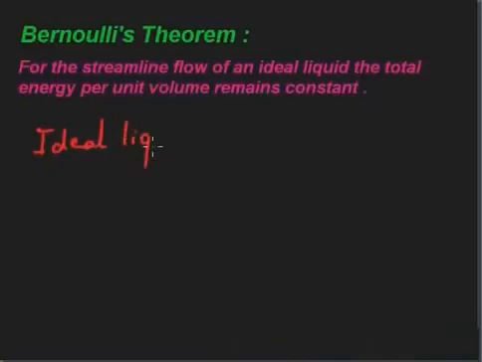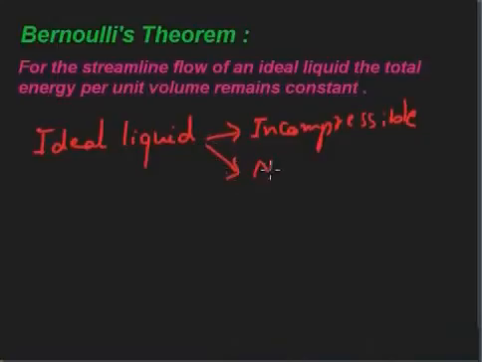Ideal liquid. Whenever we use the word ideal liquid, it is one which is perfectly incompressible. So the first thing is that it must be perfectly incompressible. And the second important thing is that it should be non-viscous. So an ideal liquid means one which is perfectly incompressible and non-viscous.